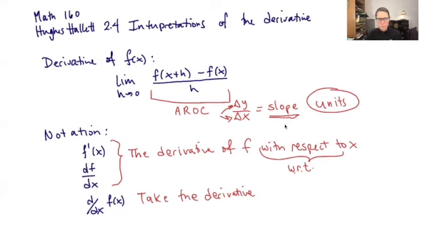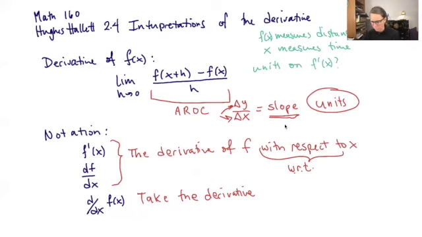Okay, let's say that f of x is measuring distance. And then we could think about x measuring time. What are the units on the derivative? That's the question we want to tackle. So let's throw some units on here. I told you that f is measuring distance. Let's use meters. And x measures time, so let's do seconds.